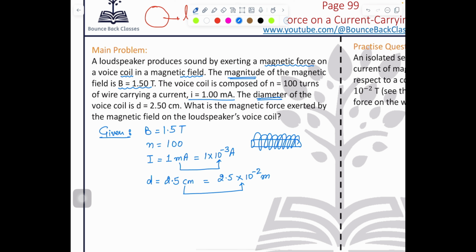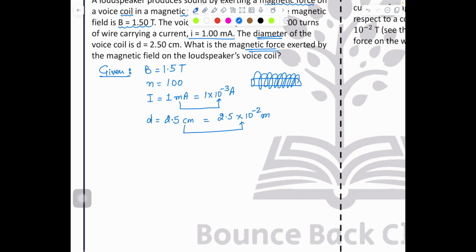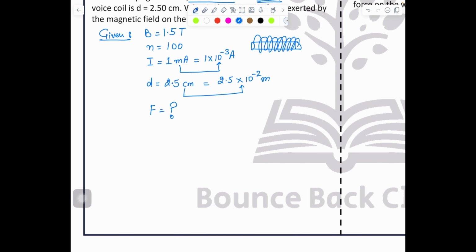What is the magnetic force? We need to solve for the force exerted by the magnetic field on the loudspeaker coil. What we have: F is equal to ILB sine of theta. Theta is not given, so no need to use it, or take it as 90 degrees. I is given. N, the number of turns, is also given, so it should be N times ILB. So N is 100.